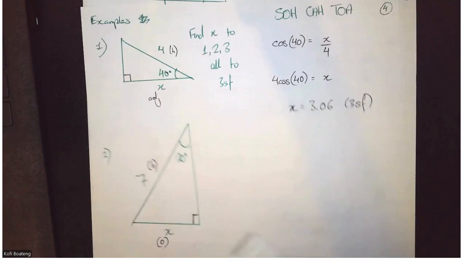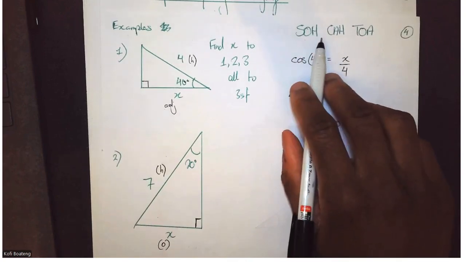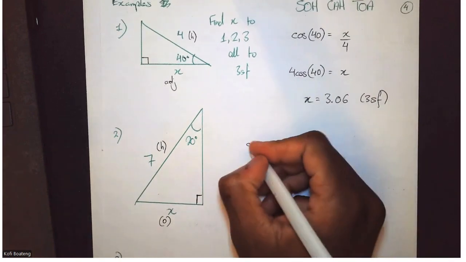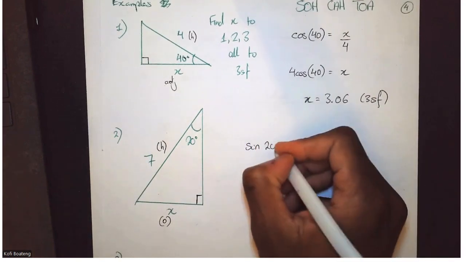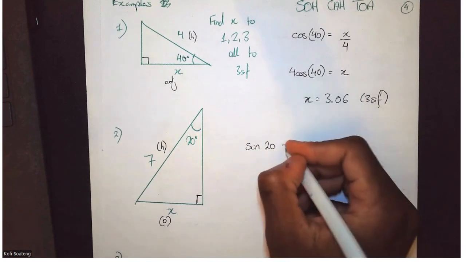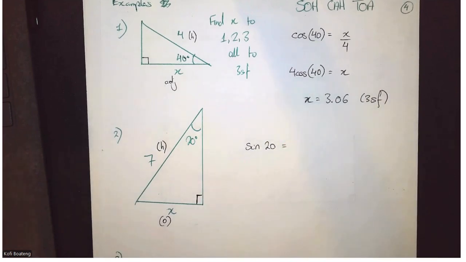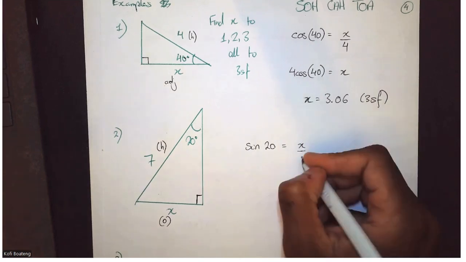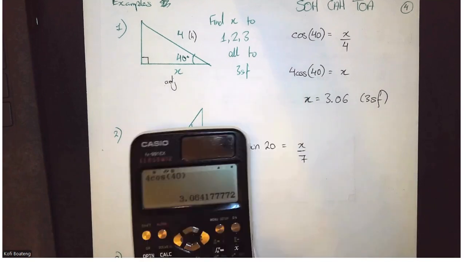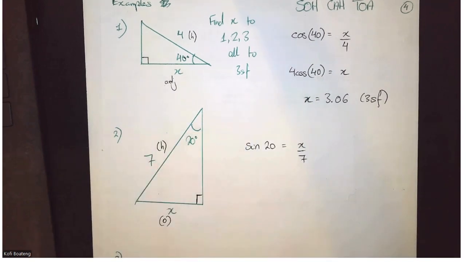So which one uses O and H? Well, it's sine. So you take sine of the angle, always of the angle, sine 20. Now, sine looks at the ratio between the opposite and the hypotenuse. So we're going to write x divided by 7. Again, I know you can solve this using one step, but I'm just going to quickly put it into the calculator to show you that you can solve this on your calculator as well.